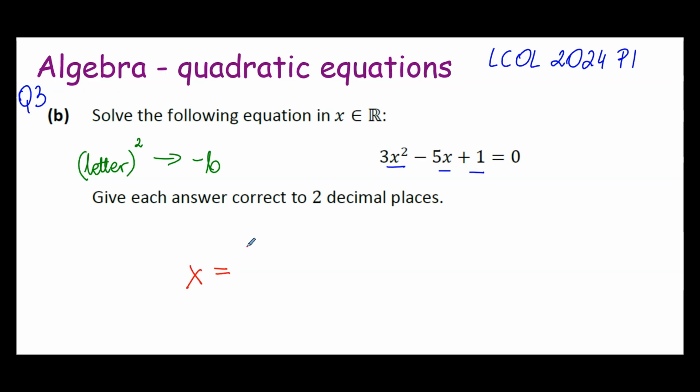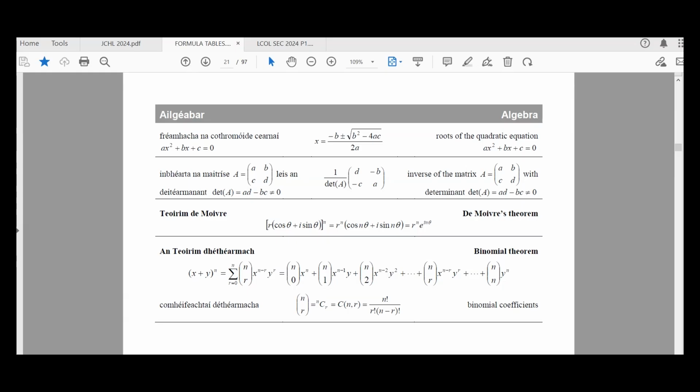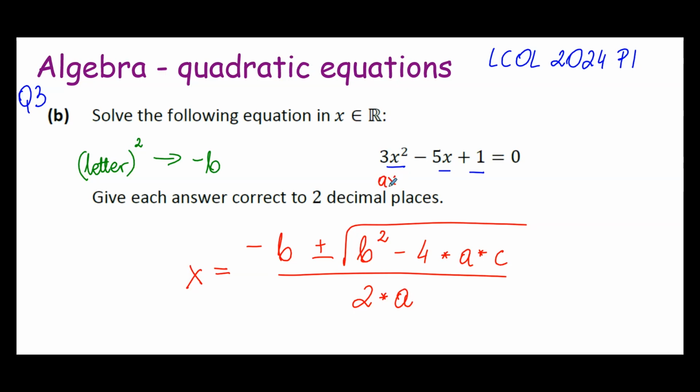I'm just going to write the formula, and then I'm going to replace letters with numbers from our equation, and then multiply by a. Okay, so how do I know what is a, b, and c? So in our table, again, let's have a look here. You have ax squared plus bx plus c, so that means ax squared plus bx plus c equals 0.